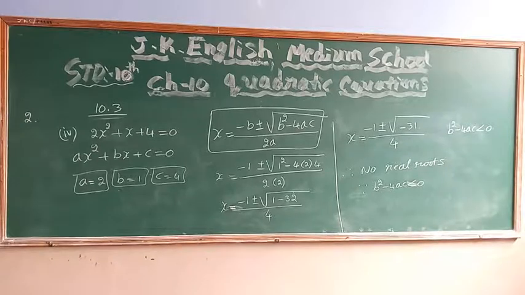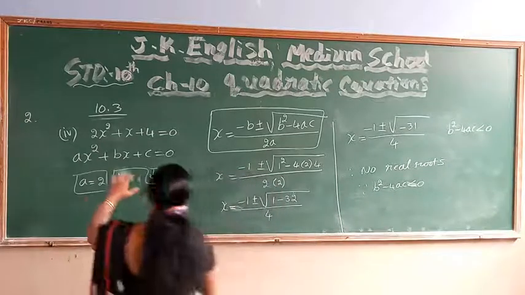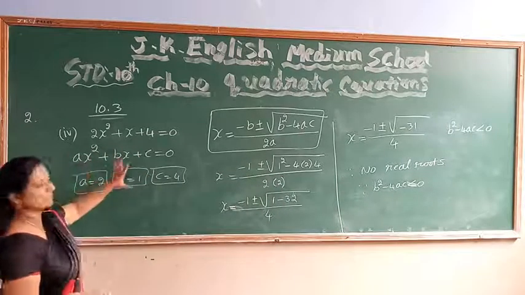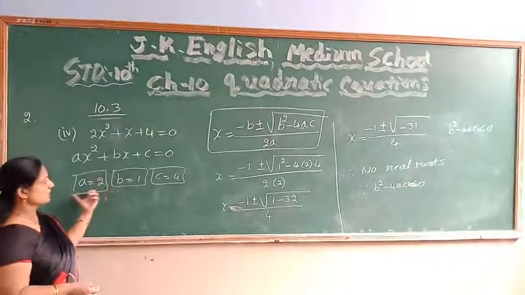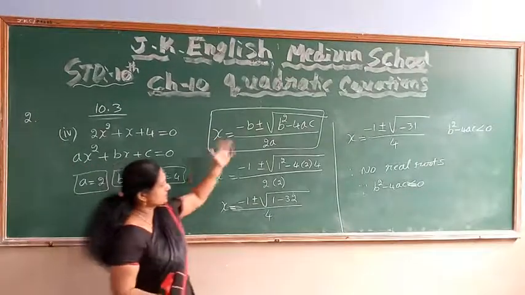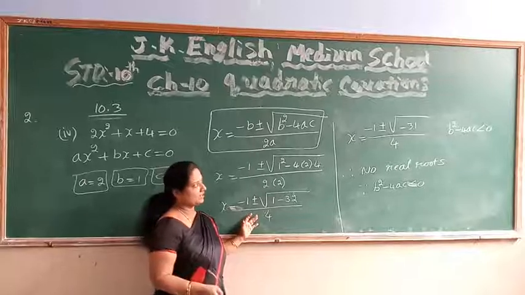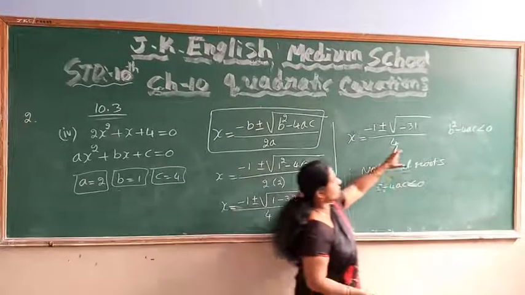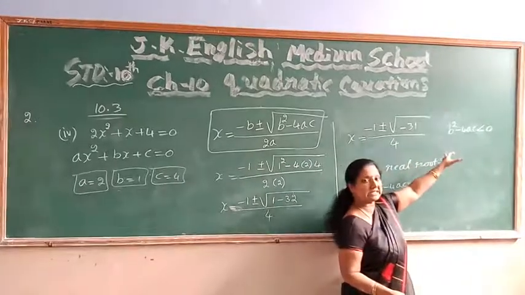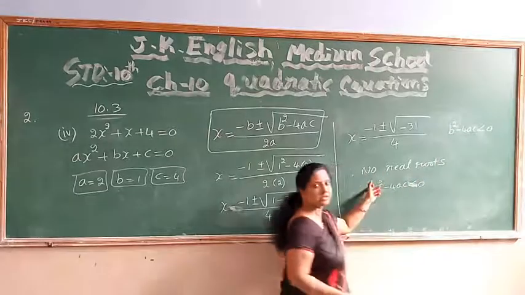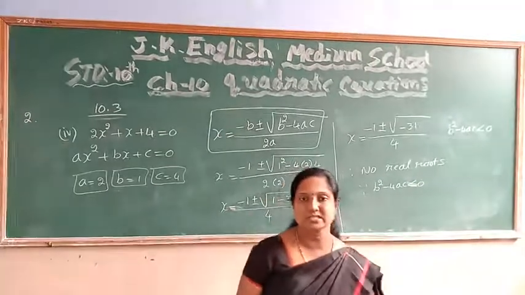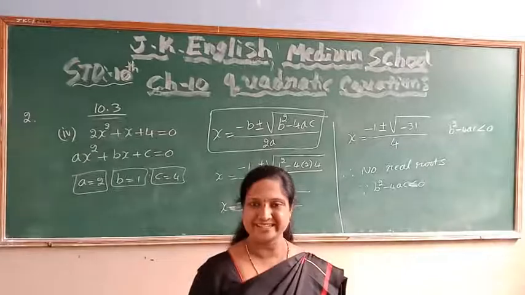Children, I am going to explain once again. This is the fourth sum. This is the question. Compare with the standard form of the quadratic equation. Write the values of a, b, c. Simplify by writing the quadratic formula. After simplification, here the b square minus 4ac value is less than 0. So if you get less than 0, a real root cannot exist. No real root. Okay, children, write down.